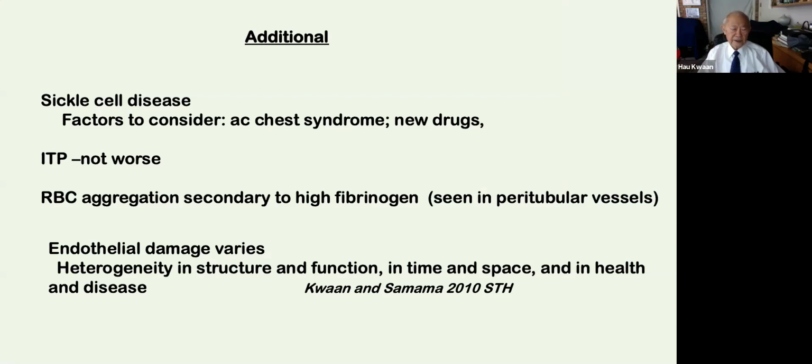Then we have to look at the endothelial damage, which I've been talking about, present in COVID-19. But we don't always remember the endothelium is a large surface in the body, as much as 360 to 400 square meters, if you calculate the amount of endothelium. But not all endothelium is the same. It is very heterogeneous in structure, in function, in time, in space, in health, and in disease. And certainly that heterogeneity can explain why some organs get more damage than the rest, even though the damage is due to endothelium.